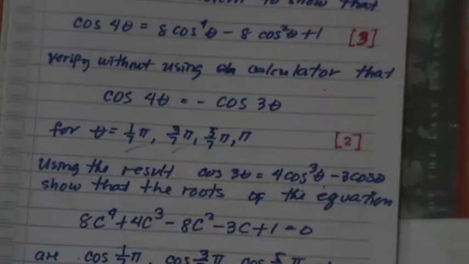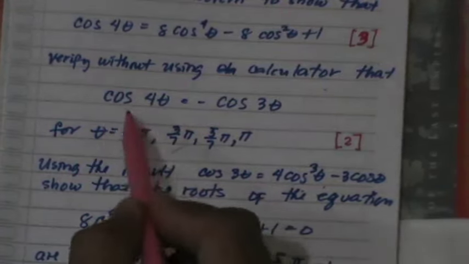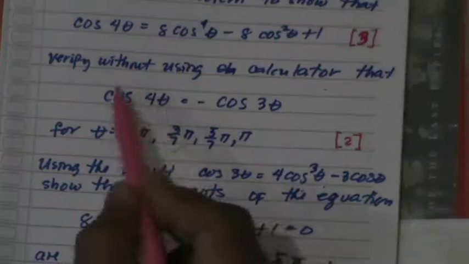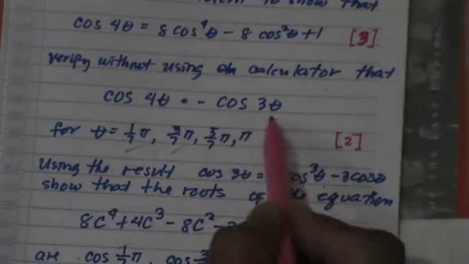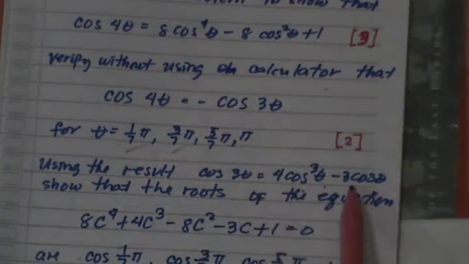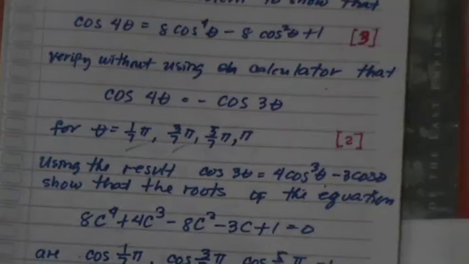3 pi over 7 is that, okay? So basically, if you plug in cosine 4 theta, changing it with this one, and cosine 3 theta, changing it with this, then you can actually get this one. So that is the plan. So let's try to do that.